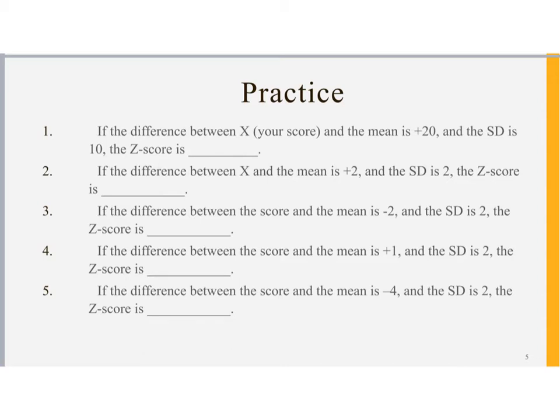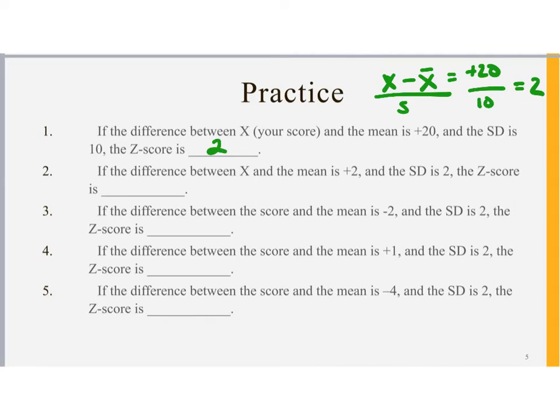What we mean by the difference between the raw score and the mean is x minus x bar. That's called a deviation. So presume in this case that our deviation is +20 and that the standard deviation is 10. In this case, our z-score would be +20 divided by 10, or 2.